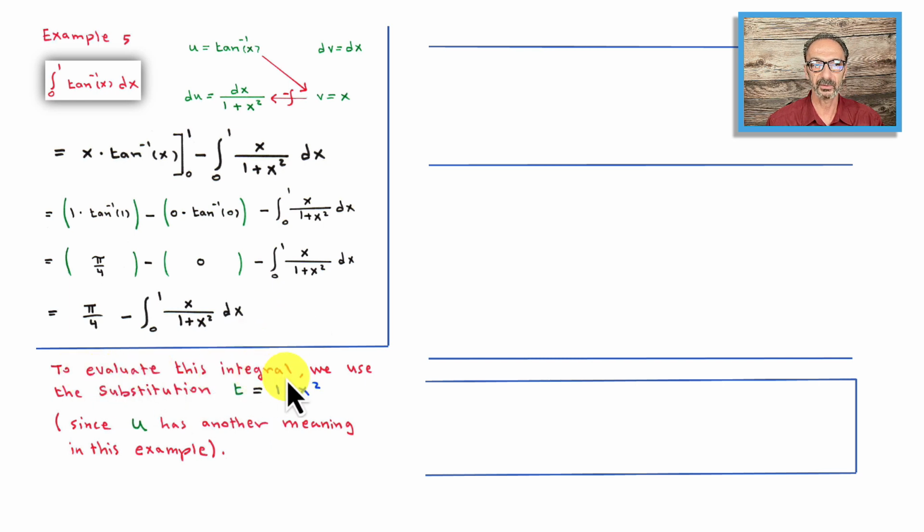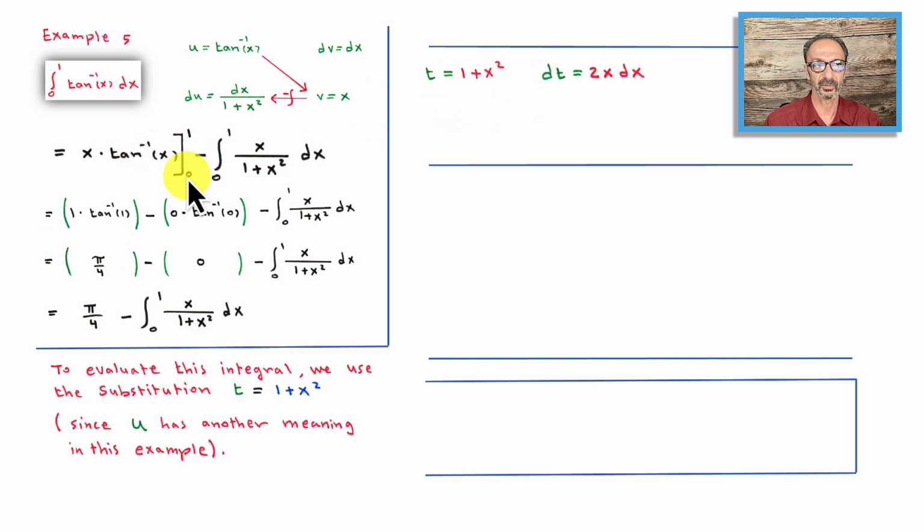To evaluate the integral, we use the substitution. We take this lower part, the denominator, to be called t, which is 1 plus x to the second. Since u has another meaning in this example, we're not going to use what's called the u substitution and call it u. We are using u and dv in the problem, so we end up using t instead of u. Now, if t equals 1 plus x to the second, the denominator right here, we have dt equals 2x dx.